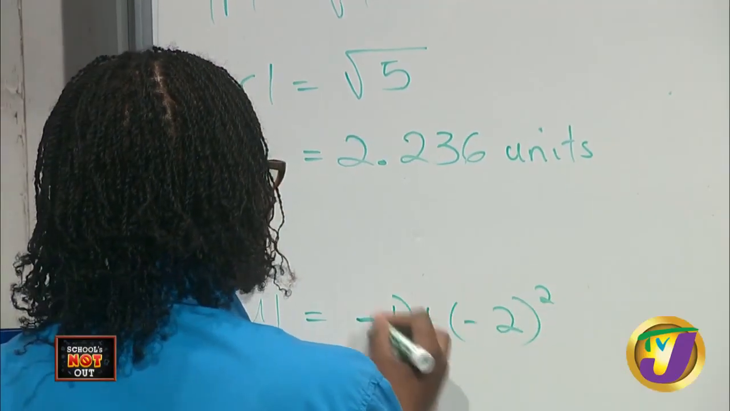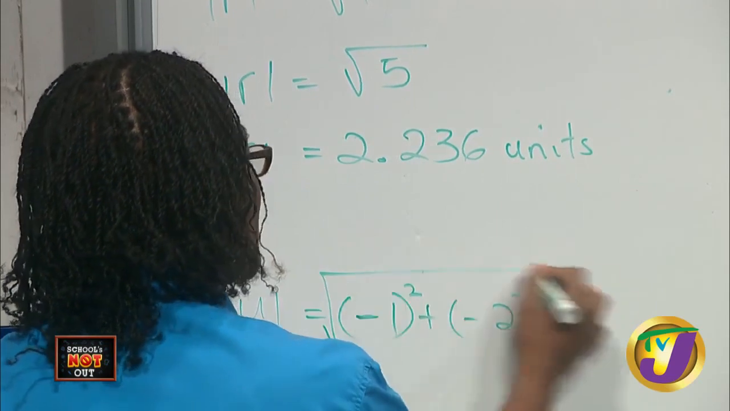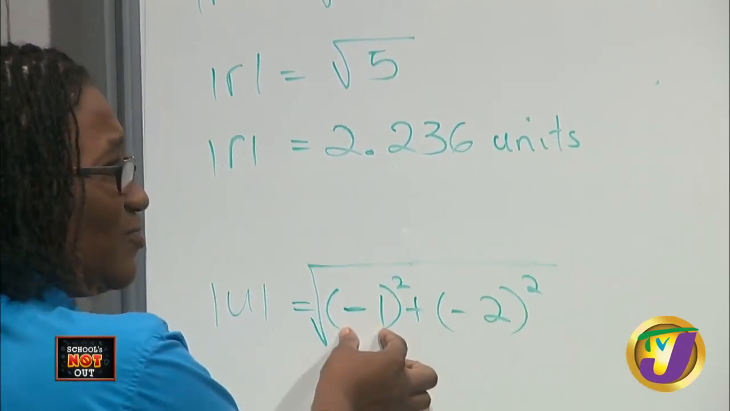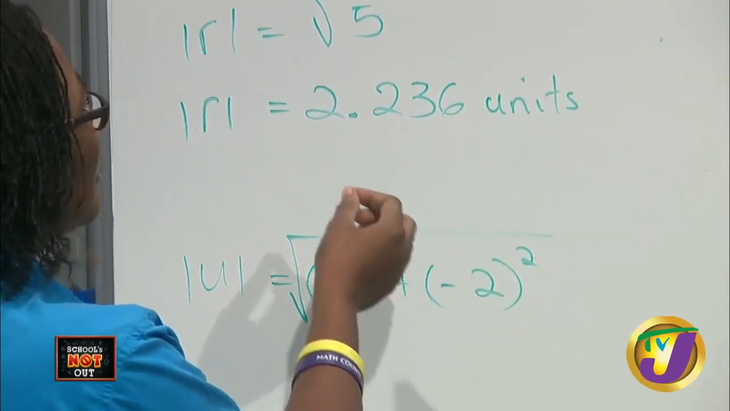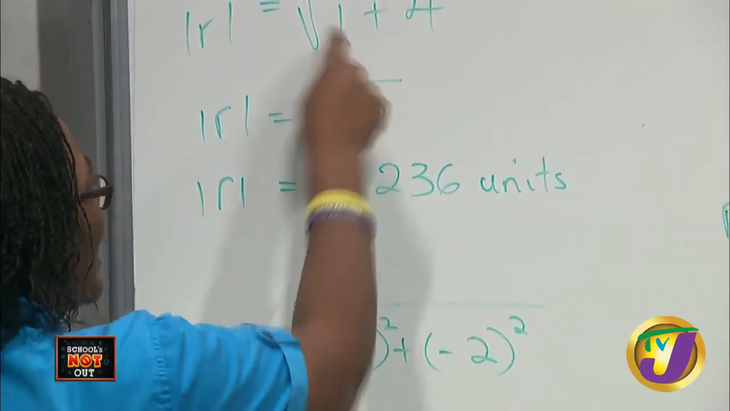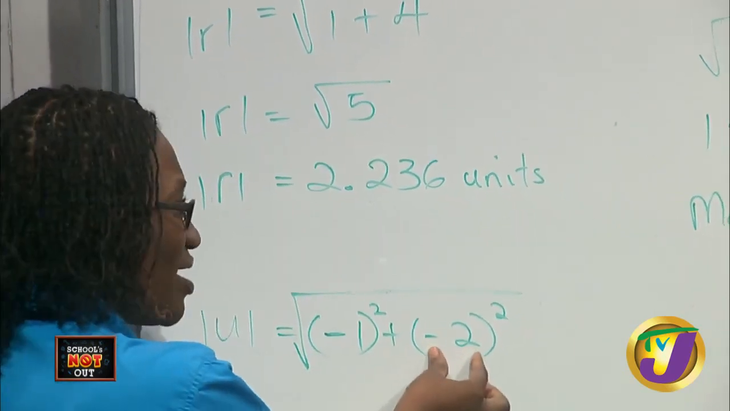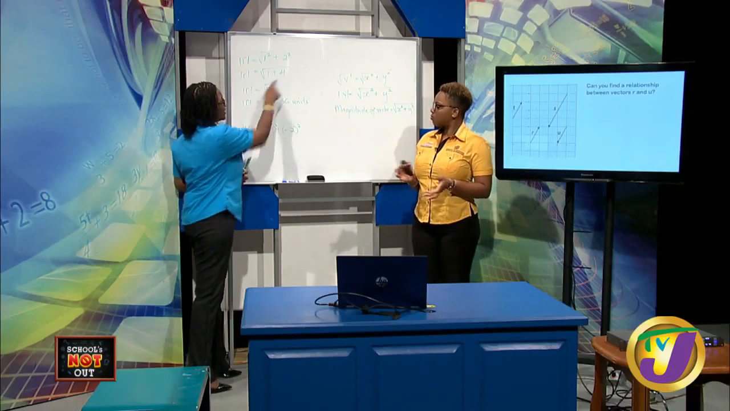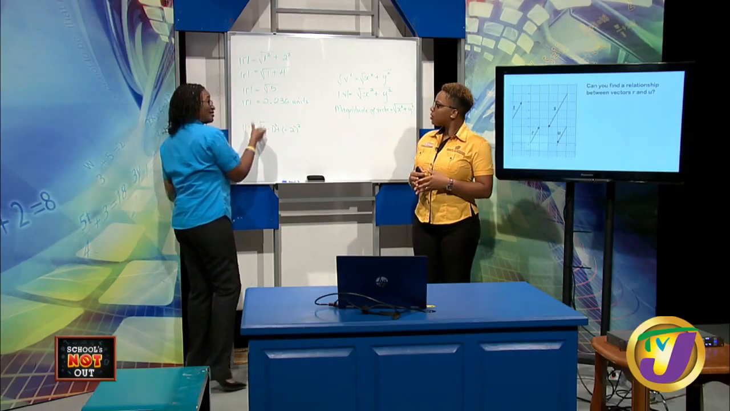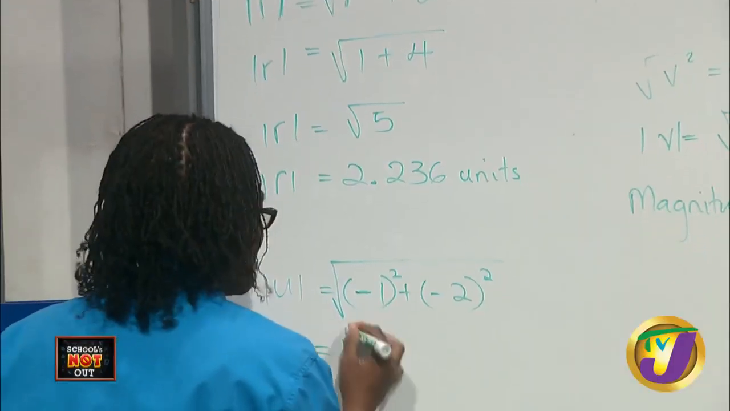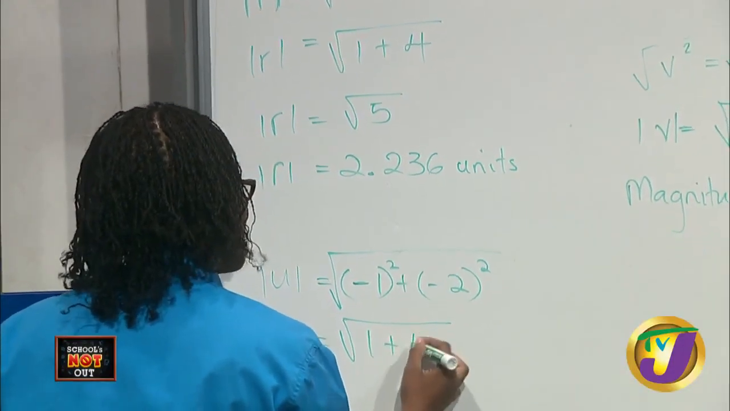Let's see what's happening. What happens when I square -1? We get a positive result because we're multiplying two negative numbers, so I see 1 there. What about when I square -2? I get +4. It looks to me like they have the same magnitude. What do you think, Shariah? I think so.